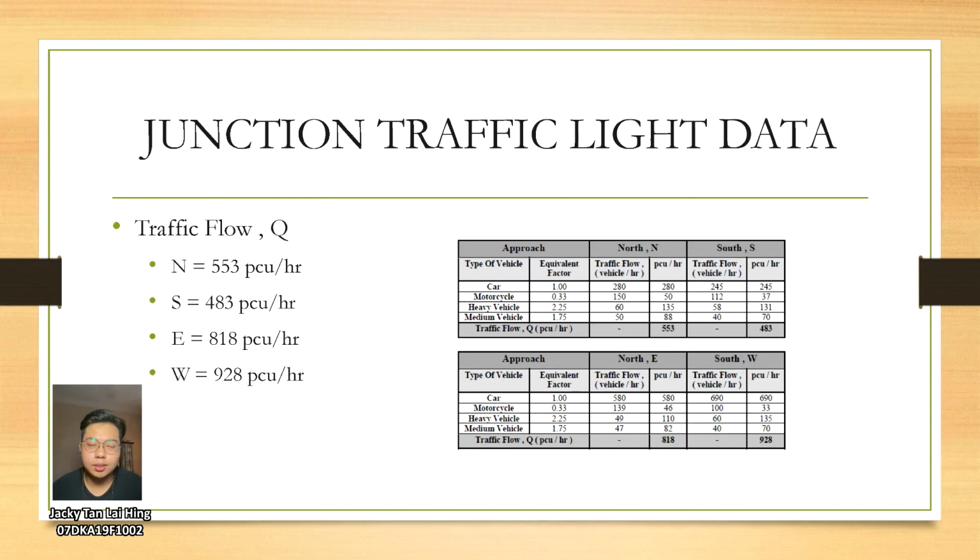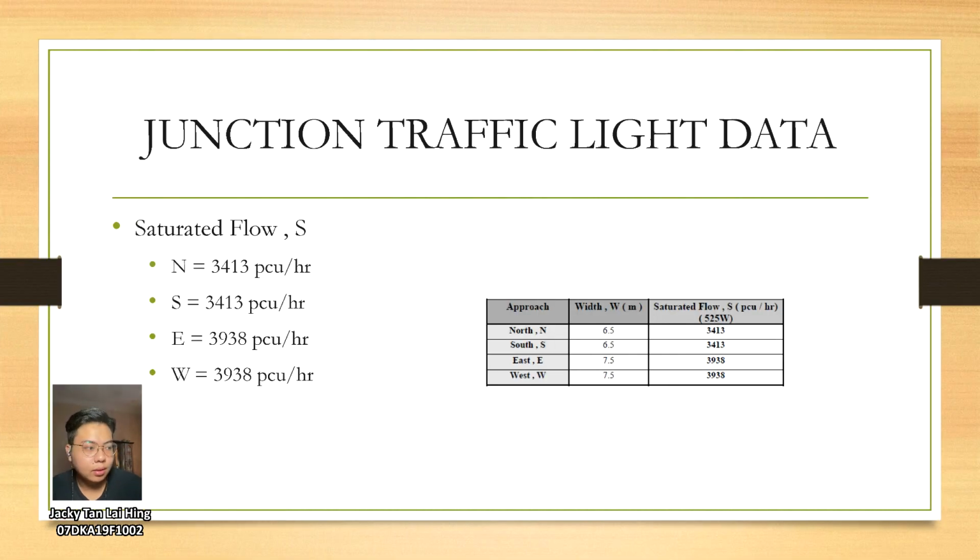Now we'll be moving into junction traffic light data. Based on the data given to us, we are required to calculate the traffic flow and the saturated flow in PCU per hour. For traffic flow, as you can see in the video, we got the value for north, which is 553, for south 483, east 818, and west 928. The next one is saturated flow. For north and south it is 3413, for east and west it is 3932.